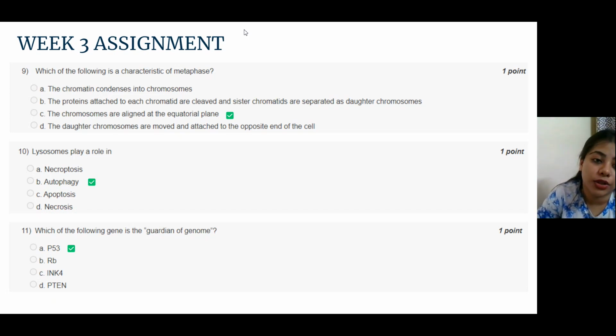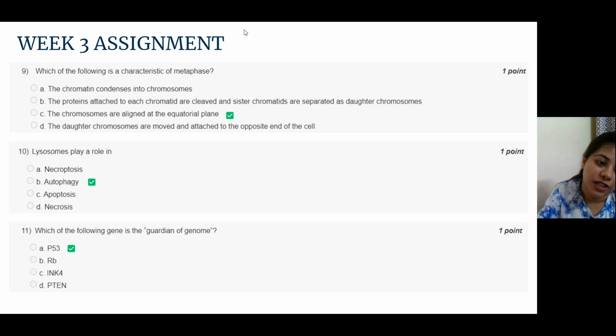And the fact that daughter chromosomes are moved and attach to opposite ends of the cell occurs during telophase. Since the question is focusing mainly on metaphase, the correct option is option C, where the chromosomes align along the equatorial plane. So that covers this question.